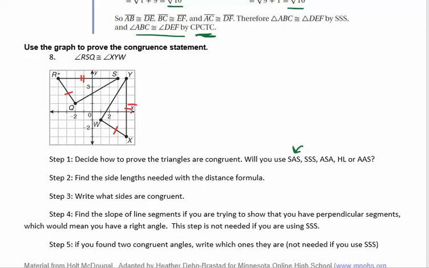So it all kind of depends on if these two are actually perpendicular. Well, how do we know if they're perpendicular? They're perpendicular if their slopes are opposite reciprocals. Let's find the slope of RQ.